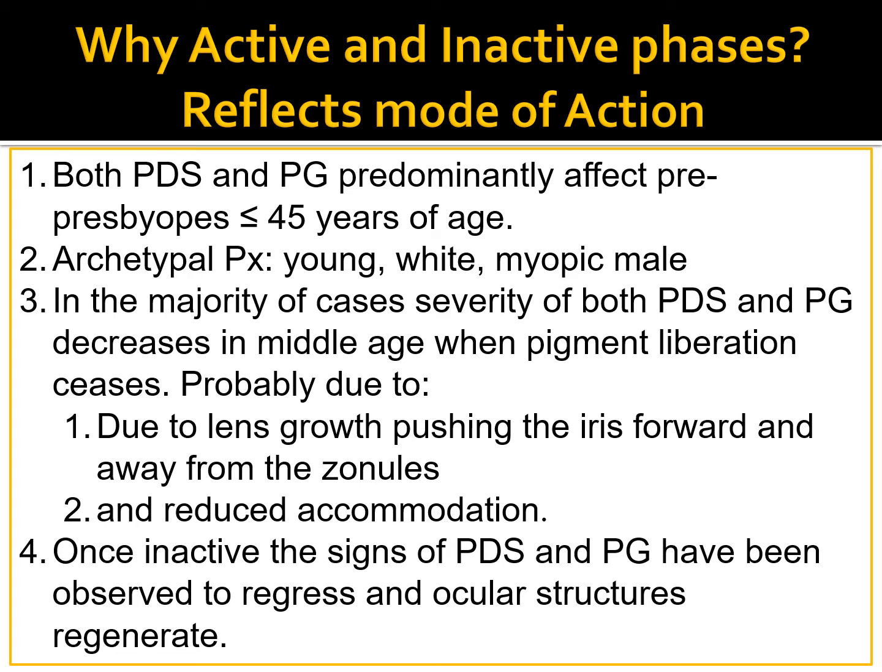And this is really due probably to, A, the lens thickening and pushing the iris forward away from the zonules, and also reduced accommodation, so it's not rubbing up and down on the zonules as much anyway. And once they do become inactive, either of them, the signs have been observed to regress and ocular structures regenerate. I've got a patient exactly like that. Her transillumination defects were very pronounced early on, and now I know they're there, but you have to look.